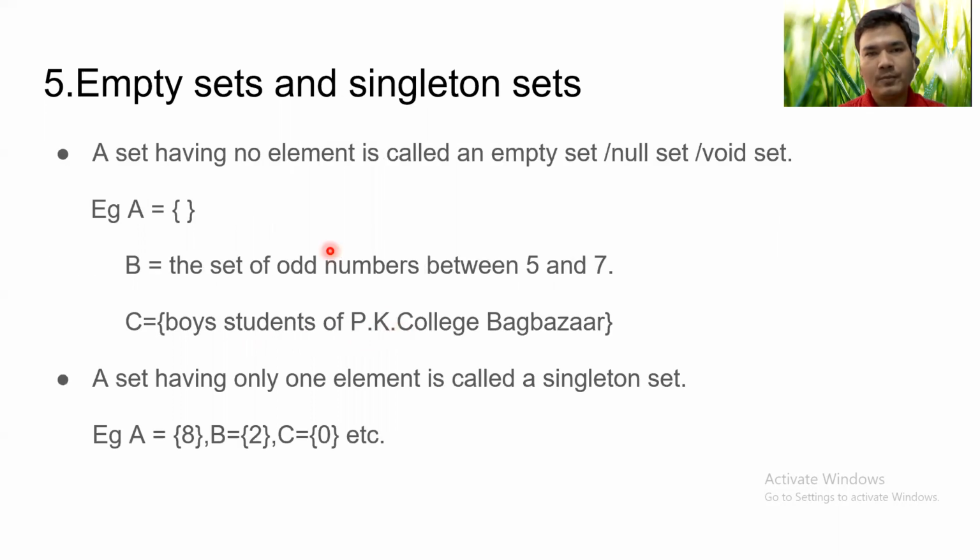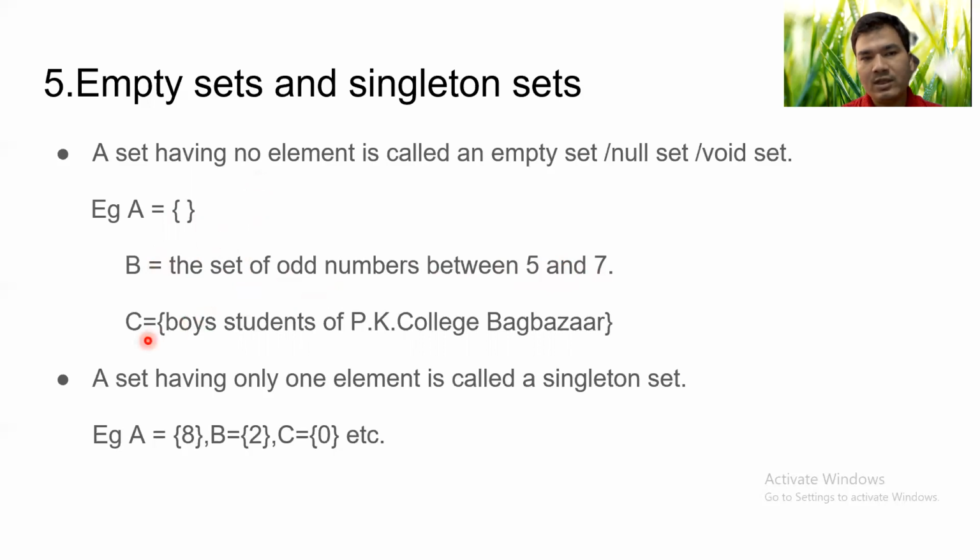Number 5: empty set and singleton sets. What is the meaning of an empty set? A set having no element is called an empty set. Look at the example A equals empty curly brackets, or we can write the symbol phi. That's because there is no element. And here, the set of odd numbers between 5 and 7. Between 5 and 7 there is only 6, there is no odd number, so it is also an empty set.